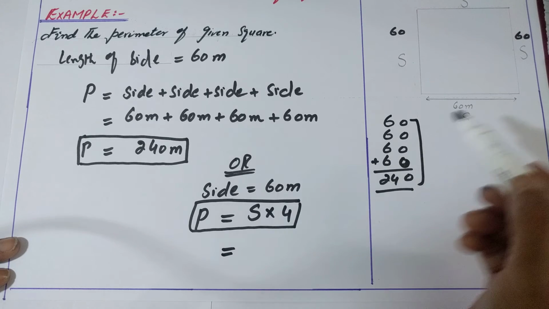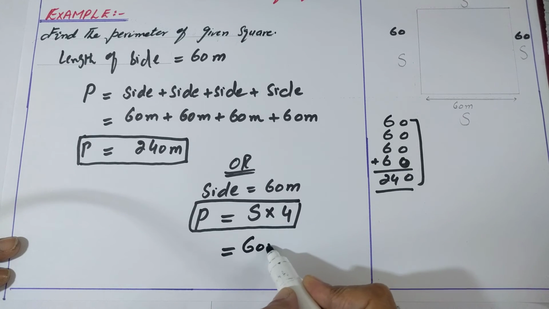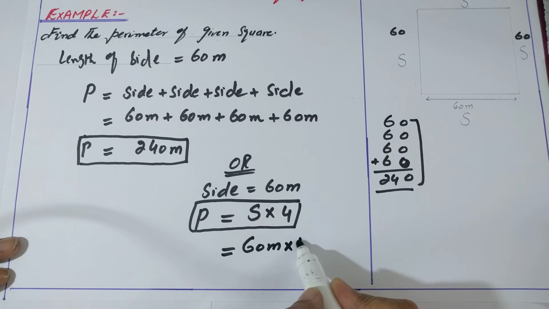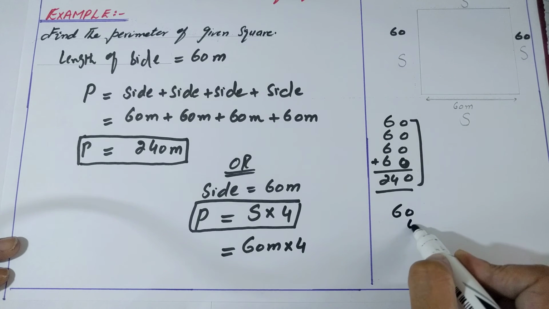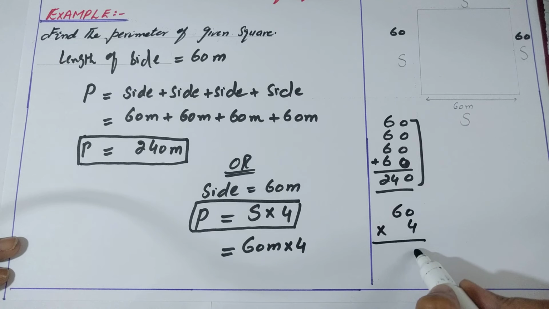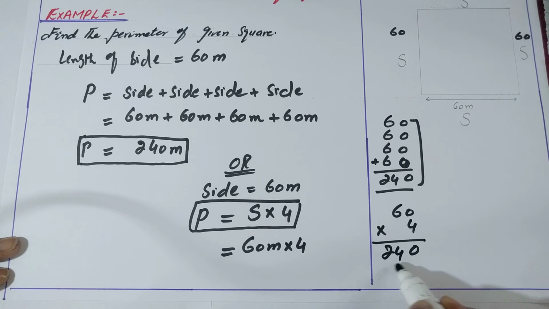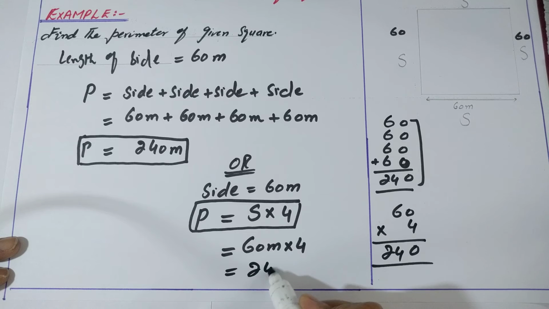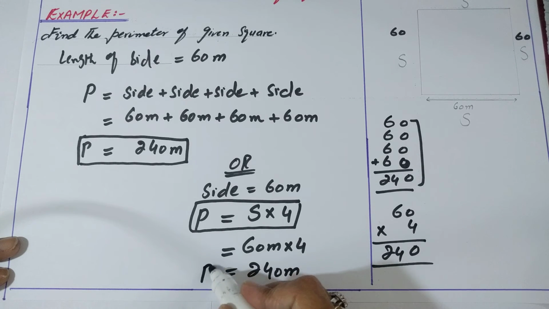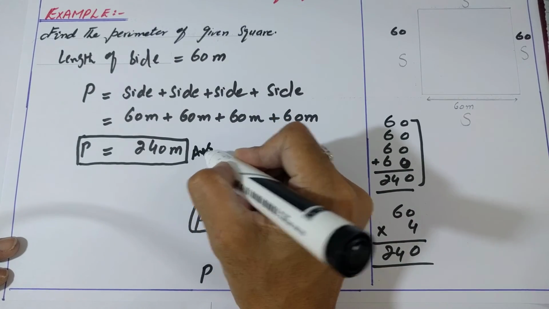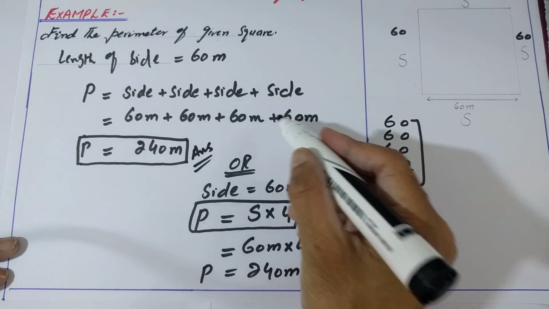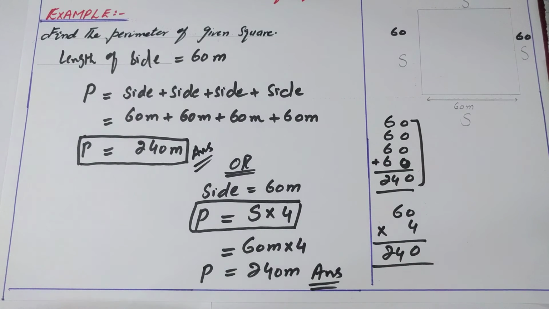What is side? Given side is 60 meter multiplied by 4. Why multiplication of the 4? Because there are 4 sides and all the 4 sides are equal. So 60 multiplied by 4, that is the very short method. 4 zeros are 0, 6 fours are 24. So the answer is 240 meter. That is an easy way to calculate the perimeter. So you can use any method, whether this one repeated addition or you can use the multiplication. Hope you have learned this concept.